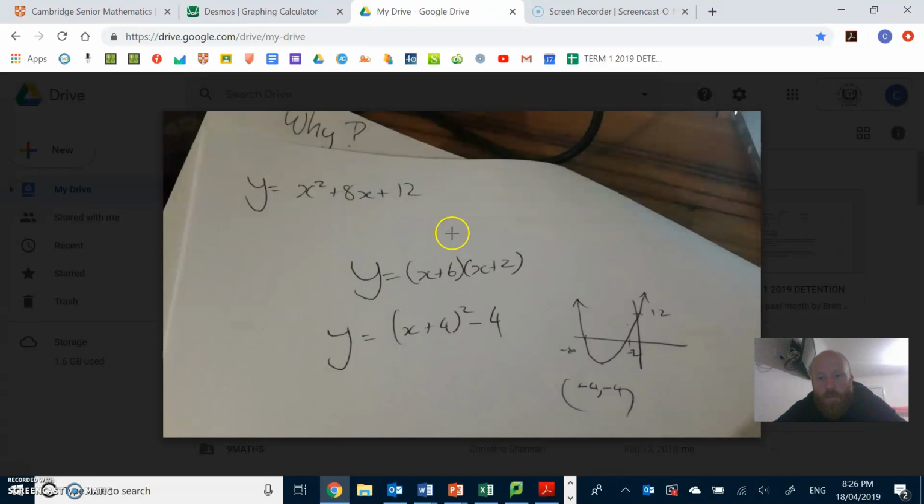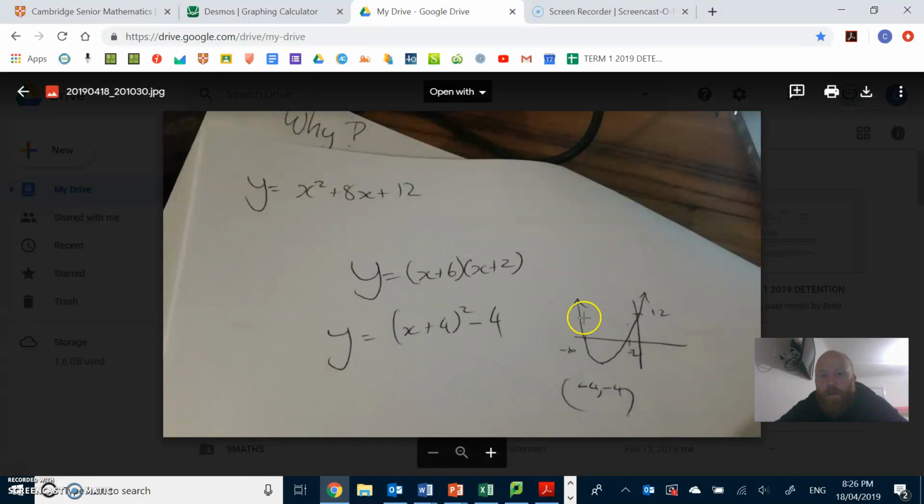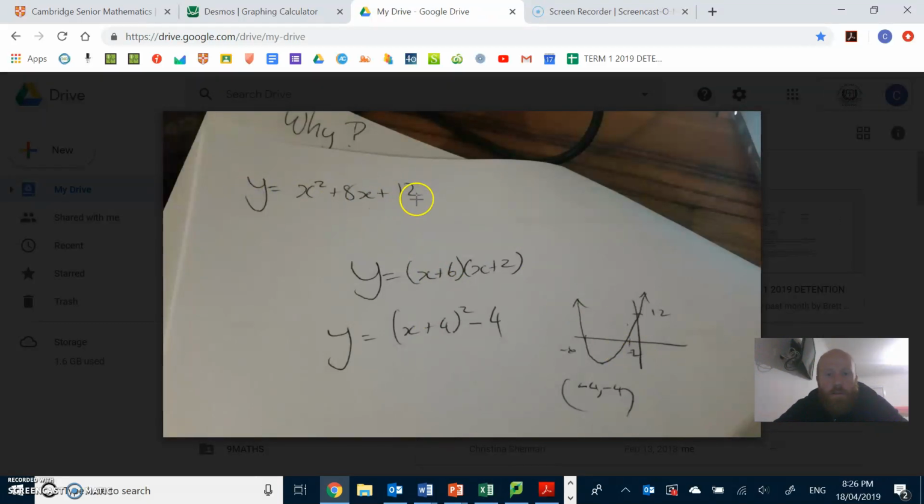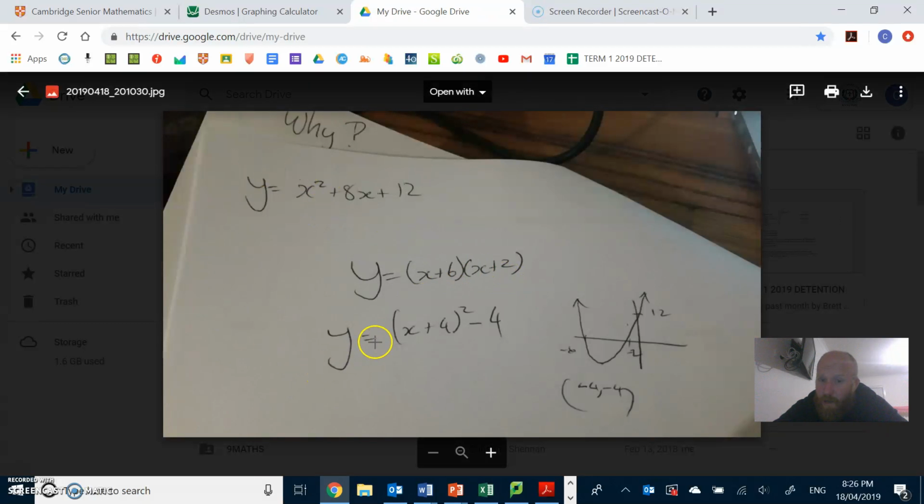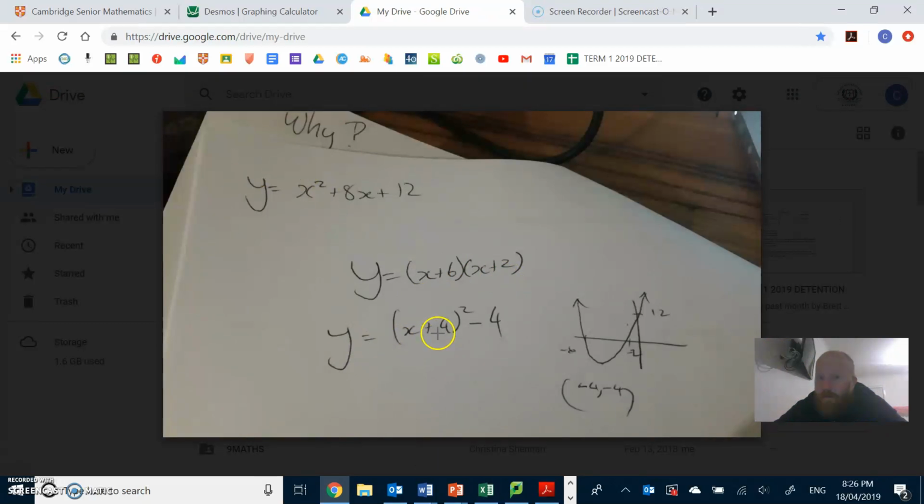And the reason we spend so much time doing this is because the different forms tell us something about the graph. When it looks like this, we know that the y-intercept is 12. If we can factorize it, then we know that the intercepts are -6 and -2. If we can complete the square, we know that the turning point is -4, -4, somewhere there.